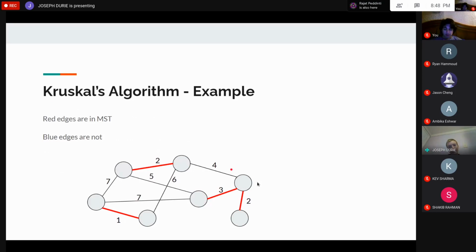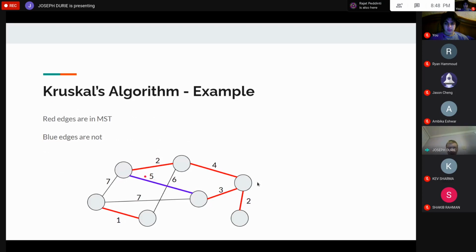Okay, so we can add this 4 also. Now we get to the 5 edge. And we can't add this edge because these two vertices are in the same red component, because you can get between them using only the red edges. So that means we can't take this in our MST. So we're going to throw this out and mark it as blue.